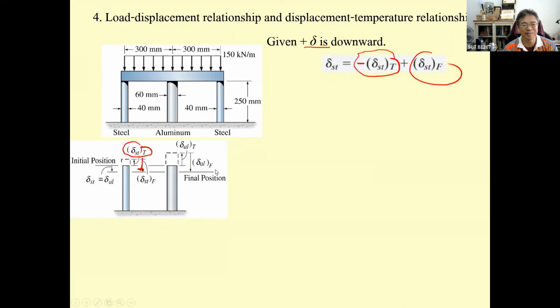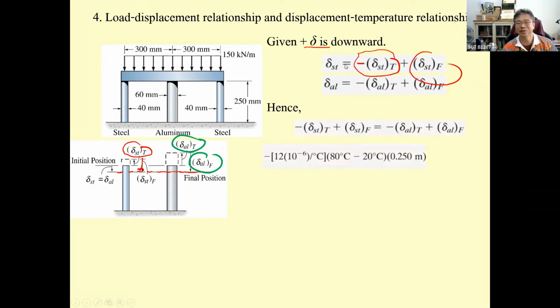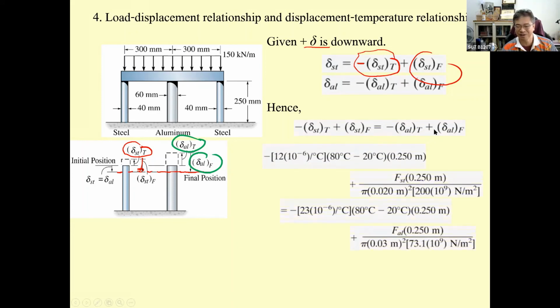And for the aluminum, the same thing, the same final position occurs. But this time there is a deformation due to the temperature, and another deformation due to the force is in the opposite direction. The temperature tries to move the column up, but the force moves it down. So you put everything together. The deformation of the steel is equal to the deformation of the aluminum, and then you get this one.